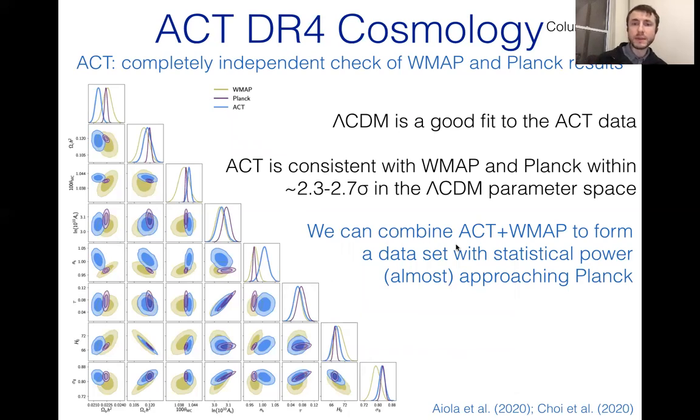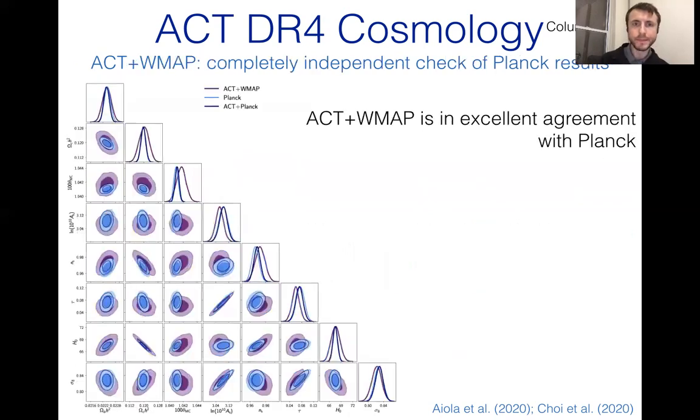So given this consistency, we can then combine ACT and WMAP to form a data set that has statistical power that gets close to Planck, where this data is not quite at the Planck statistical sensitivity, but the data that we have on hand post 2016 will certainly get us there. So let's do that. The purple contours here are ACT plus WMAP. The light blue is Planck, and then one can also look at ACT plus Planck.